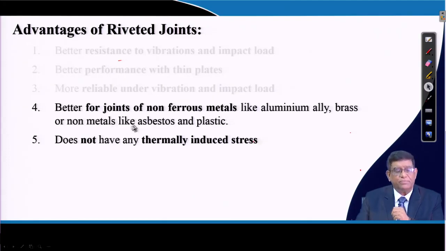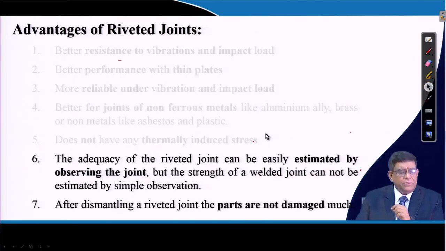They are also better for joints of non-ferrous metals, and do not have any thermally induced stress. We will talk about that when we do welding; there are a lot of thermally induced stresses. The adequacy of a riveted joint can be easily estimated by observing the joint. You can see the joint and know whether it is okay or not. But in a welded joint, sometimes it could be very weak inside or have some problem, we do not know, and by simply inspecting you may not be able to find out that a particular joint has become very weak.